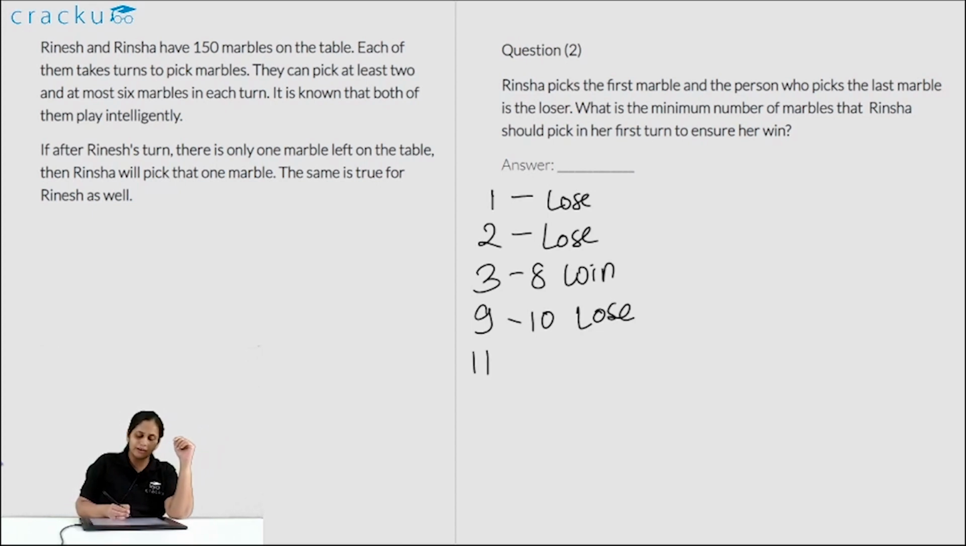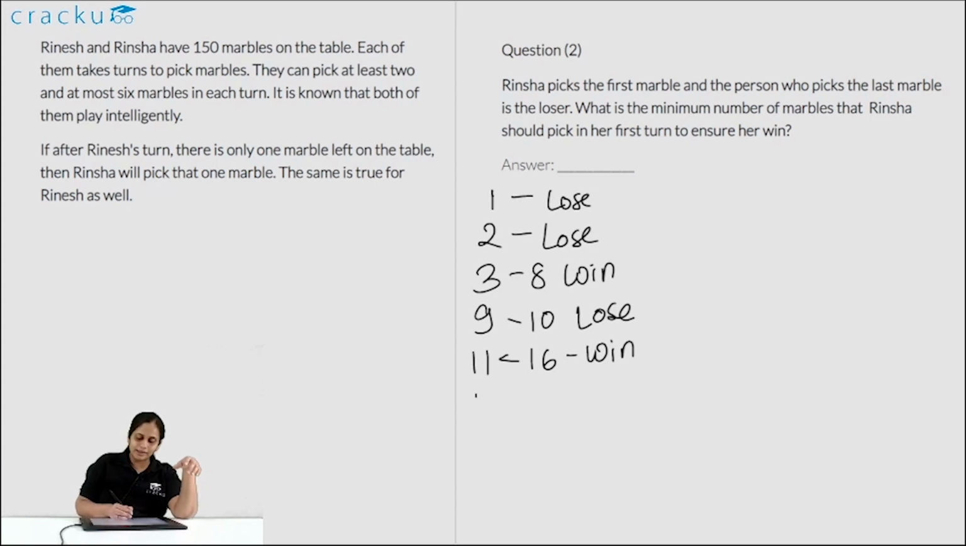Similarly, you will get this plus 6 is 16. Okay, so if you have any position between 11 to 16, you can pick marbles in such a way that you put them in the 9 to 10 category, which is a must lose position. If you have 11, you will pick 2, that person will go to 9. If you have 16, you will pick 6, that person will go to 10. If you have 12, you will pick 3. If you have 13, you will pick 4 and so on, so that you can always push your opponent to the must lose position. So this is a must win position.